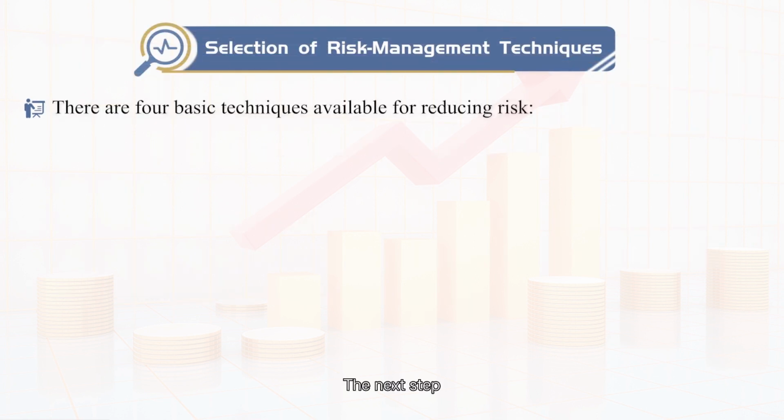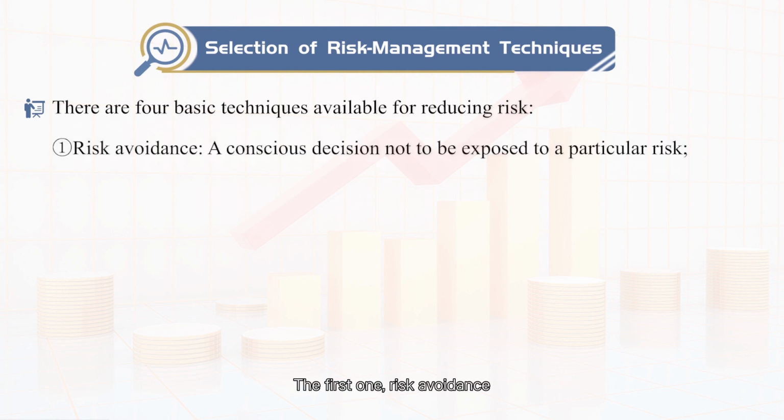The next step, selection of risk management techniques. There are 4 basic techniques available for reducing risk. The first one, risk avoidance, which is a conscious decision not to be exposed to a particular risk. People may decide to avoid the risk of going into certain professions, and firms may avoid certain lines of business because they are considered too risky.